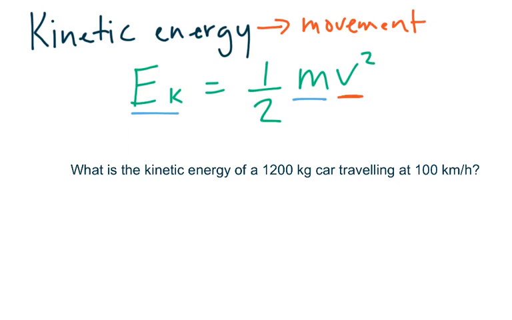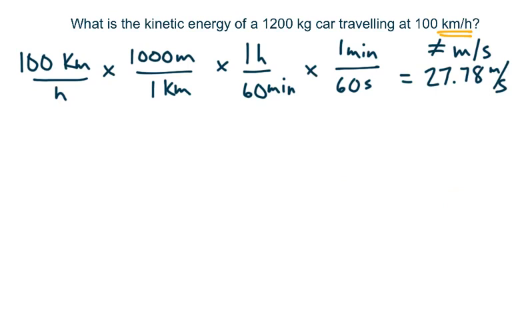So if we look at the example here, to figure out the kinetic energy of a 1,200 kilogram car traveling at 100 kilometers per hour, the first thing your eyes should see is this kilometers per hour. Kilometers per hour is not the same as meters per second. So that implies that you have to make the conversion. We're going to work that out, and then plug it into the actual formula. Working that out, I end up with 27.78 meters per second.